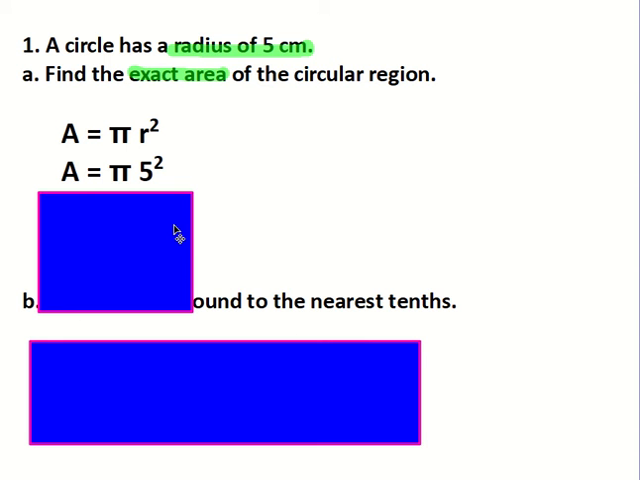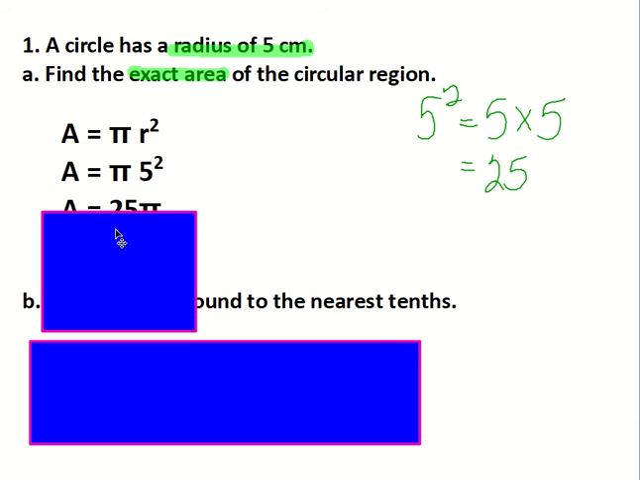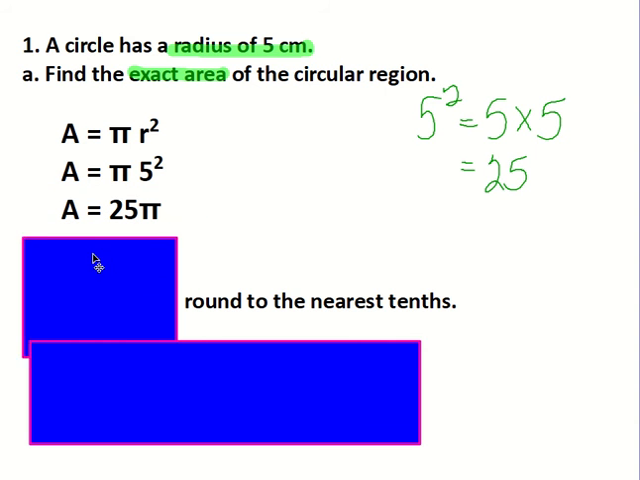From here we have to calculate 5 squared. 5 squared, I know that's new for us, that means 5 times 5. So we would get 25. So when you see 5 to the second power, it means take the number 5 and multiply it by itself. So 5 times 5 is 25. So I would have area equals 25 pi.